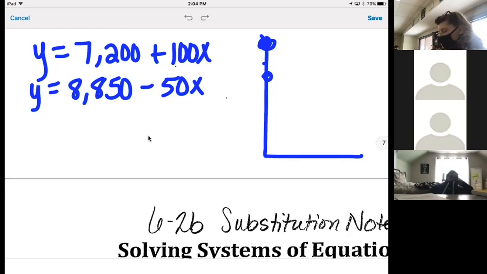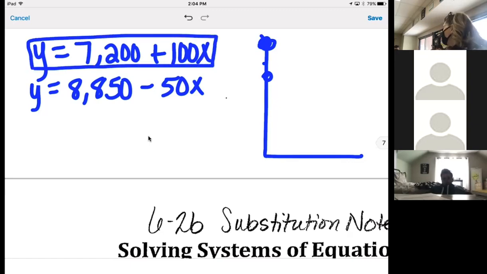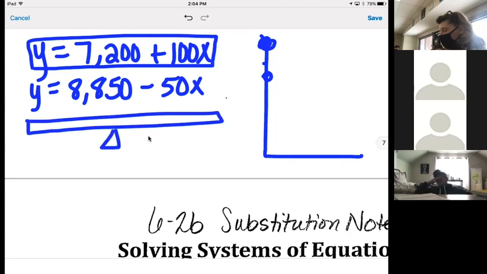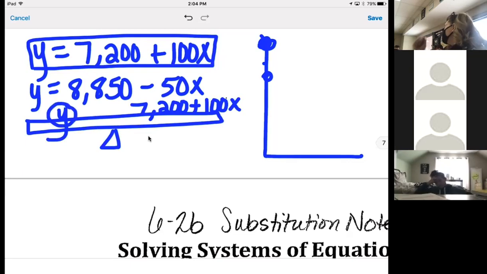Substitution says that I have this. It's equal. Remember my teeter-totter? So y is equal to 7,200 plus 100x. My teeter-totter is perfectly balanced right now, and I have to maintain that balance. I know that if I go over here to y, I can plug in anything that is equivalent to y, and I will still maintain that balance.